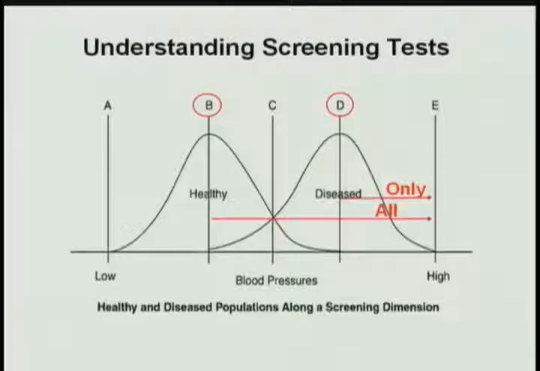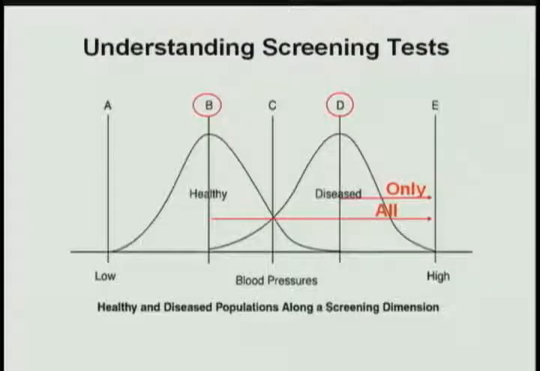Sensitivity says bring me all the diseased people, and if you're bringing a bunch of healthy people at the same time, I don't care as long as you get me all the disease. Positive predictive value says bring me nothing but diseased people, and if you miss a bunch of diseased people, I don't care as long as everybody you bring me is actually diseased. All disease, we're talking about sensitivity. Only disease, we're talking about positive predictive value.